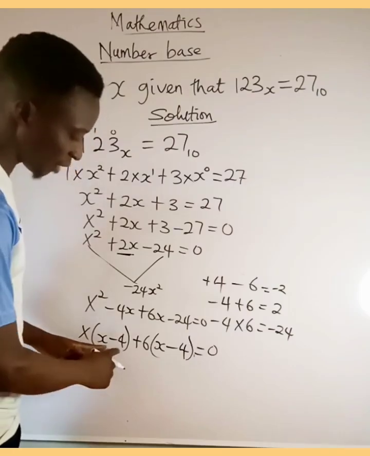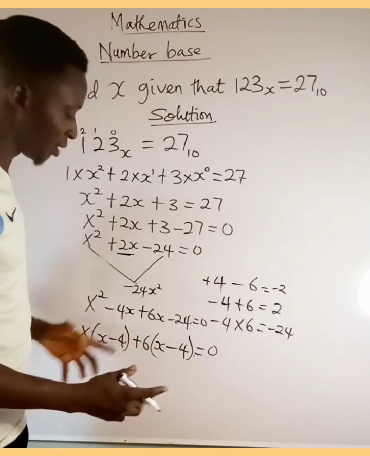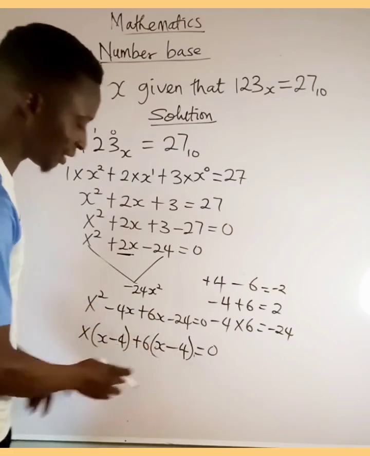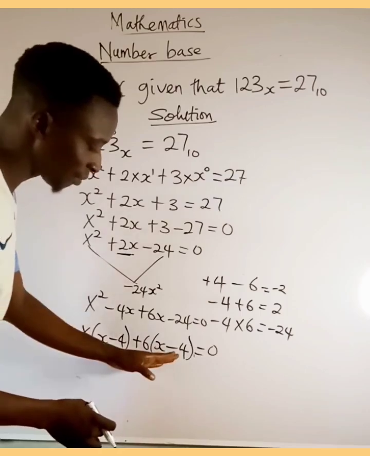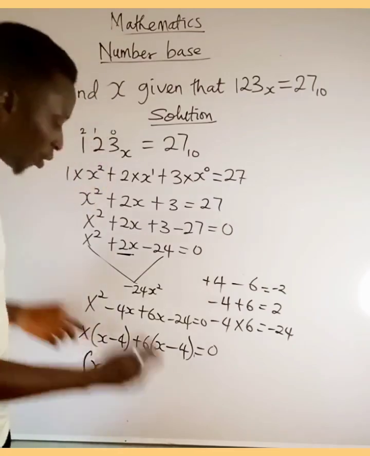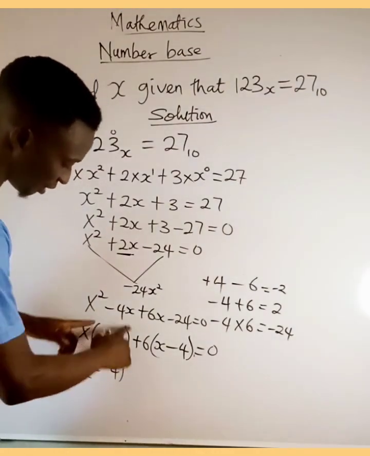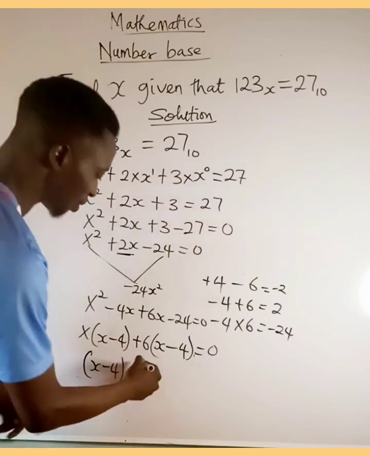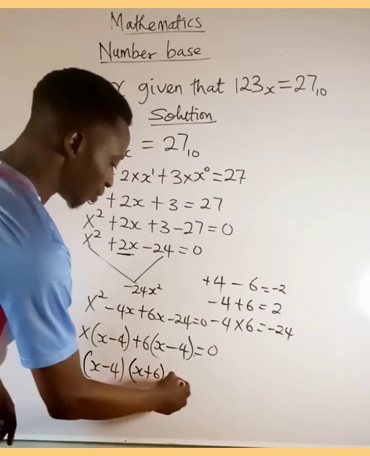Now, if what you have in this bracket is not the same as this one, that means you are wrong. It has to be the same. Since we have the same thing, what is common here is x minus 4. It's common to this left hand side and also common here, so we factor it out. We have x minus 4. Then what is left is those terms outside the bracket: on this side we have x outside, while here we have a positive 6 outside. So what is left is x plus 6, and that is what you put inside the bracket, equal to 0.